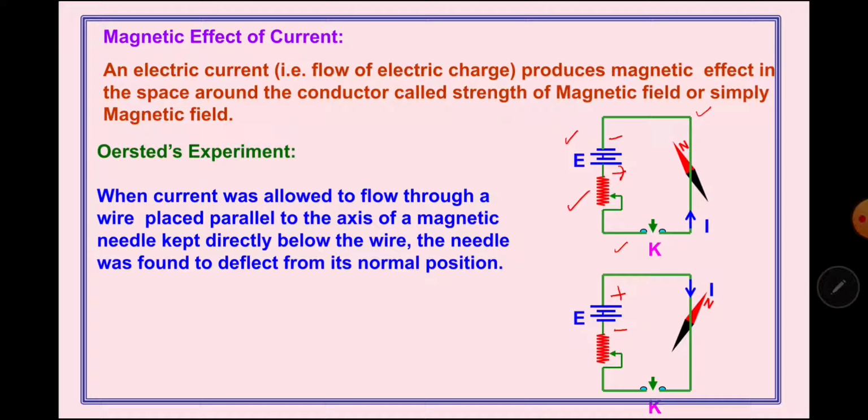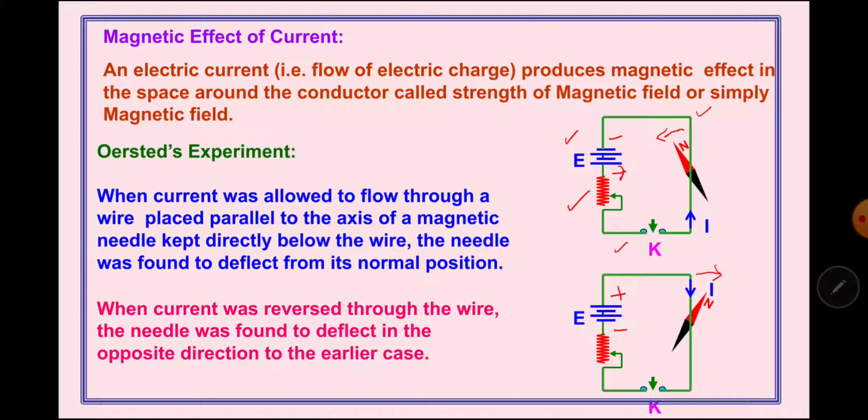Initially, when the current was in the upward direction, the needle got deflected towards the left. And now when the current is in the downward direction, the north pole of the needle has got deflected towards the right hand side. So we have found that current is a source of magnetic field and the direction of current will decide the direction of the magnetic field and the direction of the magnetic force. So when the current was reversed, the needle was found to deflect in the opposite direction. So what we have learned is that with the reversal of the direction of current, the direction of the field and the direction of force will also be reversed.